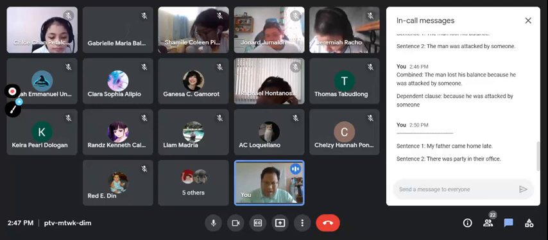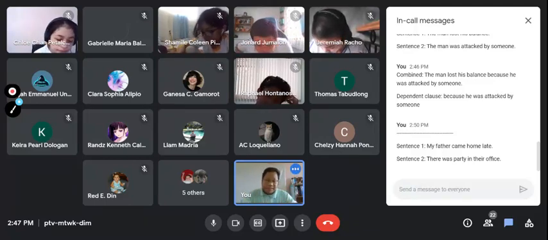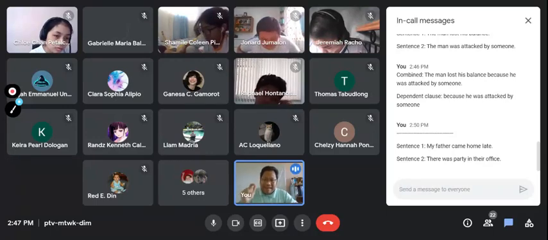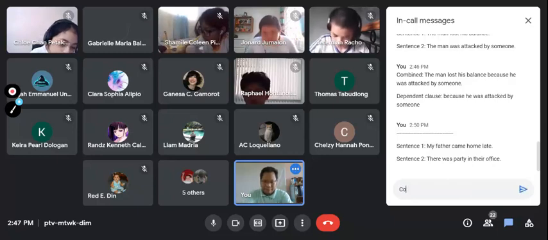Let us try to combine these two sentences such that one clause becomes a dependent clause. Number 7. Gabriel, can you try to share your solution there for number 7?